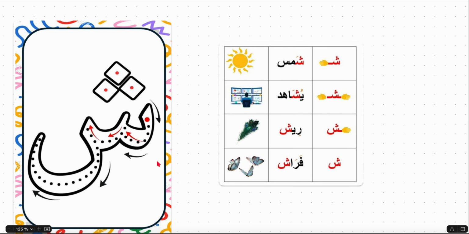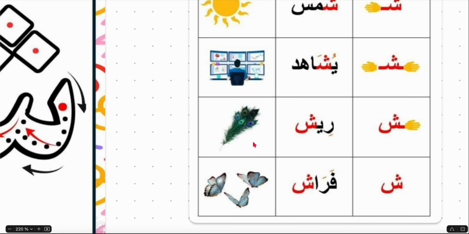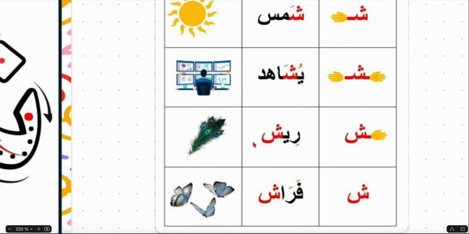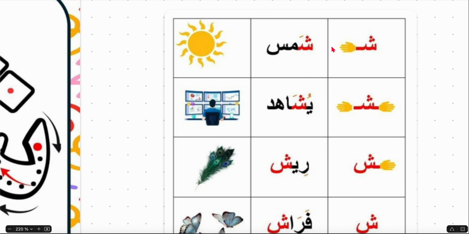Moving on to this picture here, we notice that the shape of the letter changes depending on its position in the word. At the beginning of a word, it connects with the following letter, as in the word Shams. Shams has the letter Shin in the beginning of a word, and it's connected with the following letter.